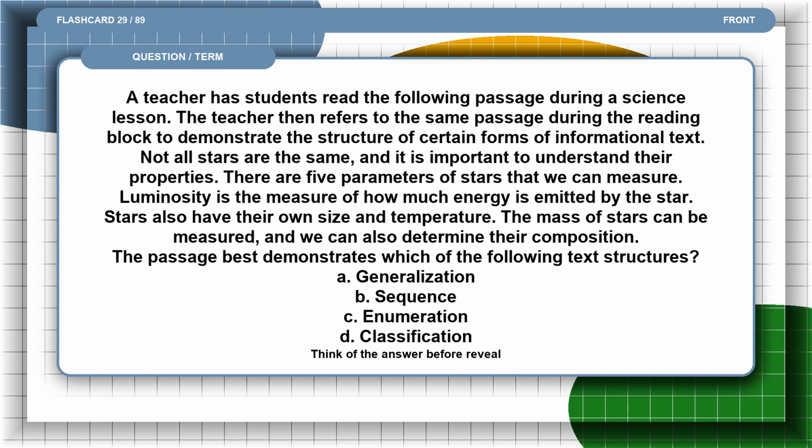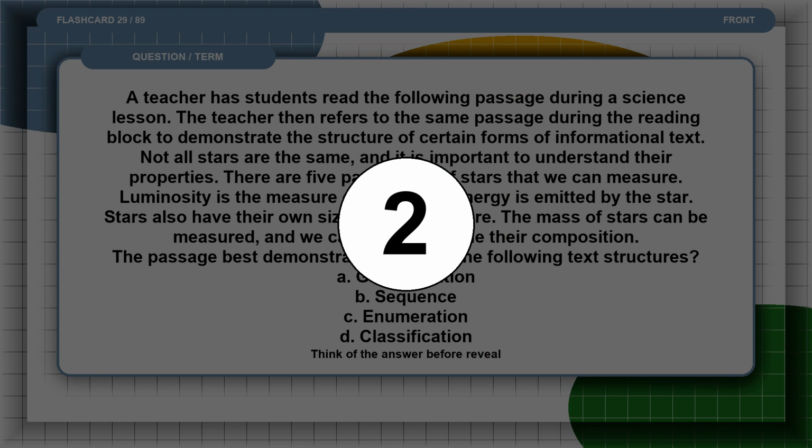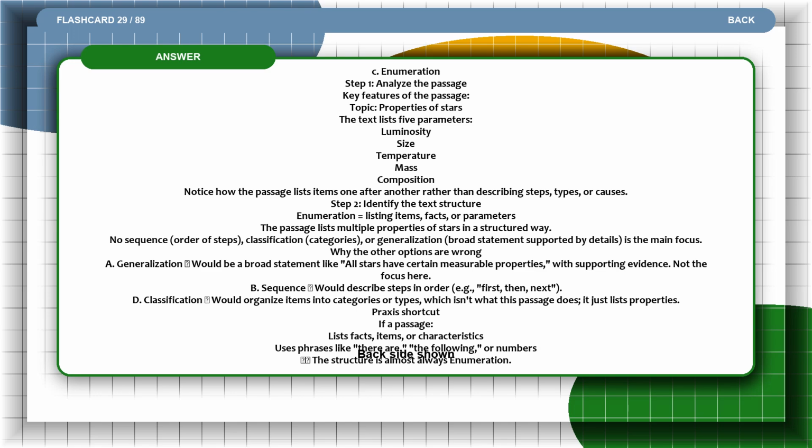The passage best demonstrates which of the following text structures? A. Generalization. B. Sequence. C. Enumeration. D. Classification. Pause and think of the answer before the reveal. The answer is C. Enumeration.